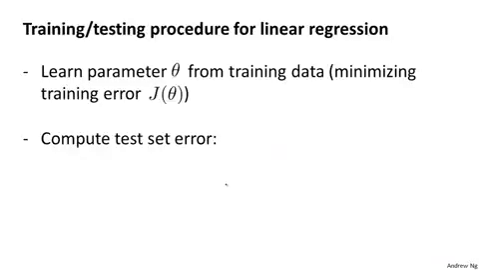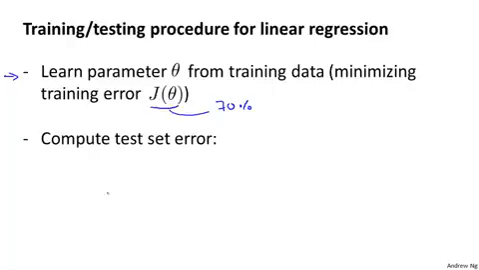Here then is a fairly typical procedure for how you would train and test a learning algorithm, maybe linear regression. First, you would learn the parameters theta from the training set. So you minimize the usual training error objective J of theta, where J of theta here was defined using that 70% of all the data you have. There's only the training data.